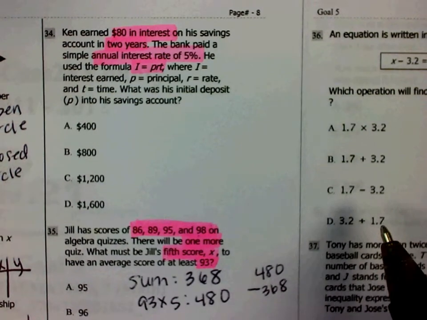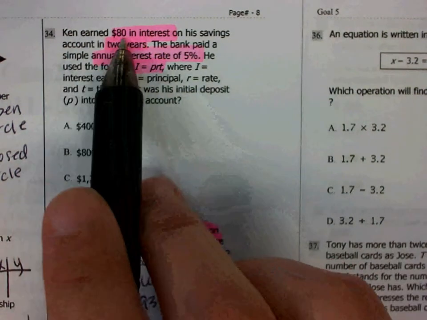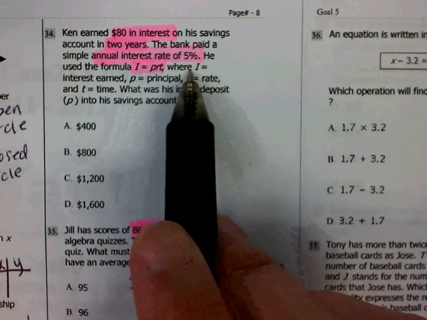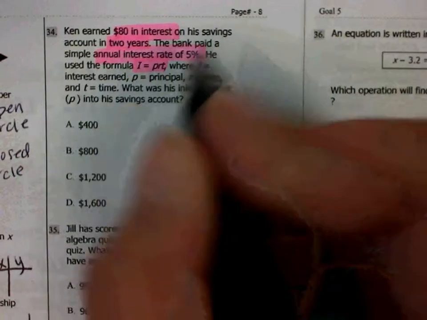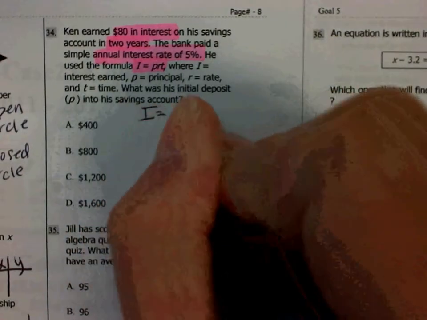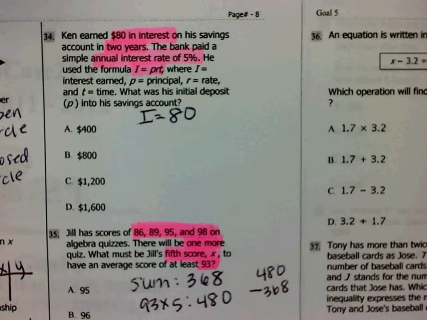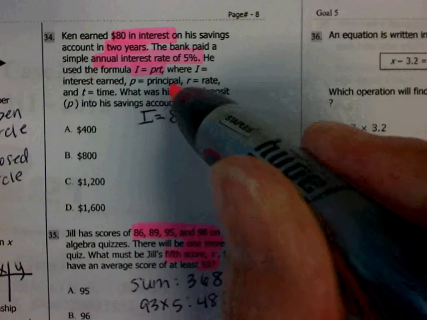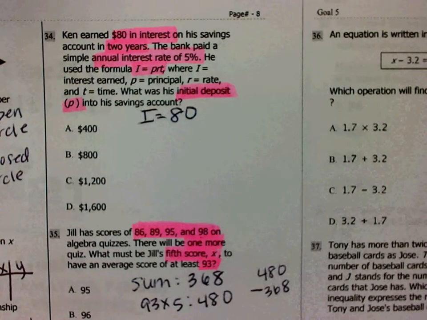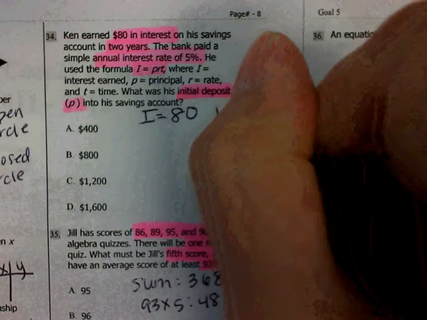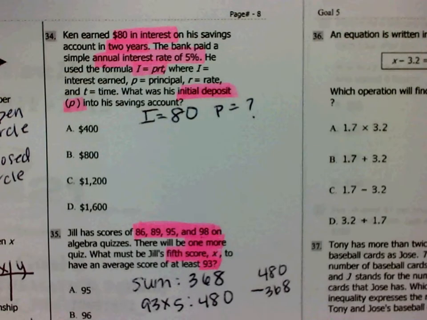So if we break this down, I know that I earned $80 in interest. Well, interest is usually what I'm solving for. So in this example, I'm actually given the answer. The interest is $80. That means I'm going to be solving for part of the question. And as I look at my very last piece of information, which I forgot to highlight for you, I want to know the initial deposit, P, which means I'm going to be solving for the principal. I don't know how much money he put into his account. That's what I'm going to be looking for.